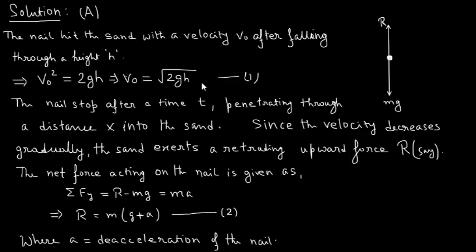The nail hits the sand with a velocity v0 after falling through a height h. So v0 square is equal to 2gh, that is v0 is equal to under root 2gh. This is equation 1. The nail stopped after a time t, penetrating a distance x into the sand. Since the velocity decreases gradually, the sand exerts a retarding upward force R. The net force acting on the nail is given as sigma Fy is equal to R minus mg, that is equal to ma. Therefore, R is equal to m(g plus a). This is equation 2, where a is the acceleration of the nail.